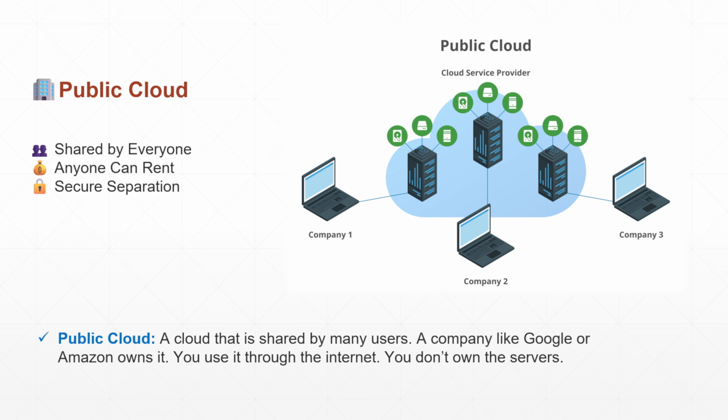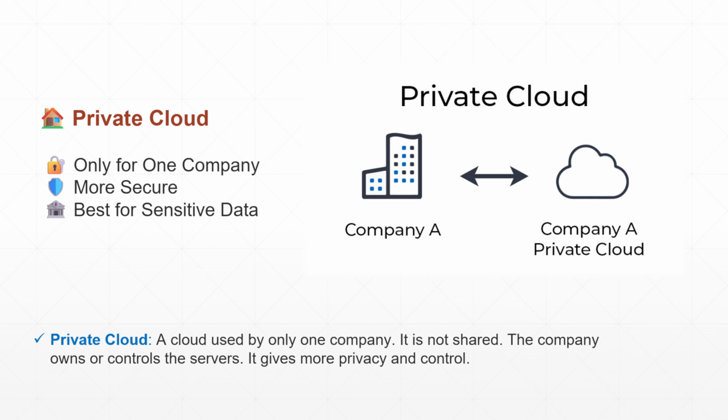Now let's talk about private cloud. In private cloud, only one company uses the cloud. It is not shared with others. Here, the company controls the servers and decides how everything works. So, let's take company A as an example. Company A wants full control over its data and it does not want to share anything with others. So, it builds its own cloud or rents a private one. Only company A can use it. It stores its files, runs its apps and keeps everything safe.